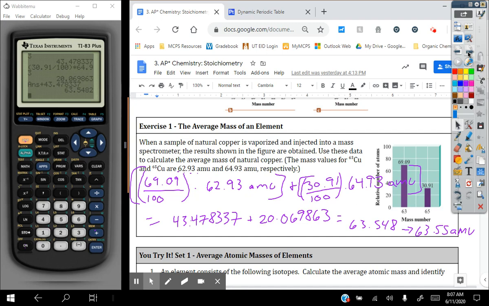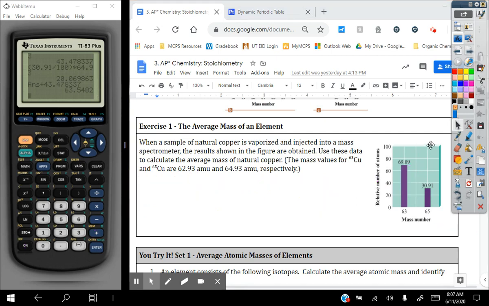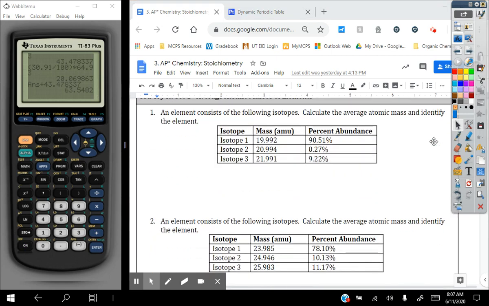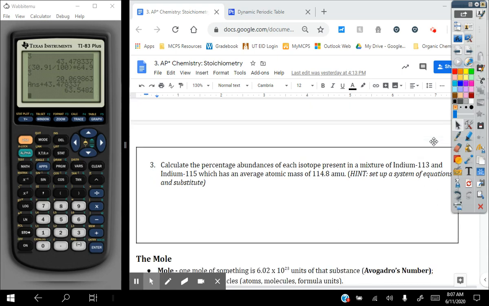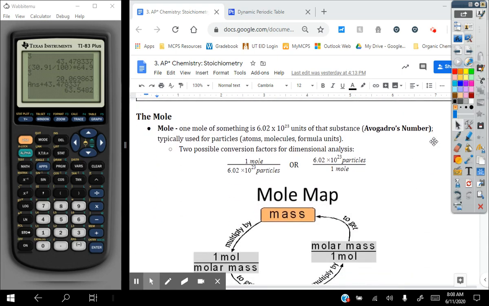When you're doing problems like this, I would just round to 2 decimal places just for your sanity. Okay. Go ahead and pause and you can try the next couple on your own. I will say that this last question is a little bit challenging because I don't give you any percentages. Your job is actually to find the percentages. My suggestion is to set up a system of equations and then substitute and solve. Okay, on to the mole.